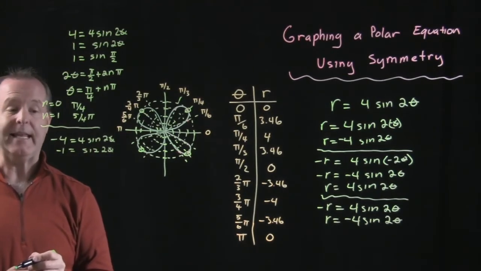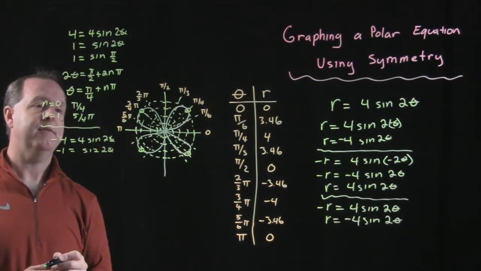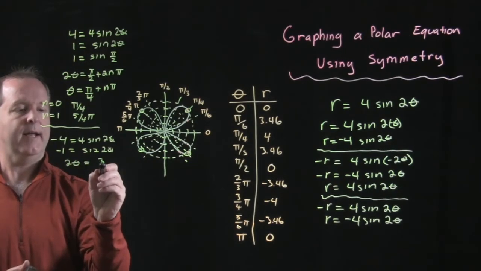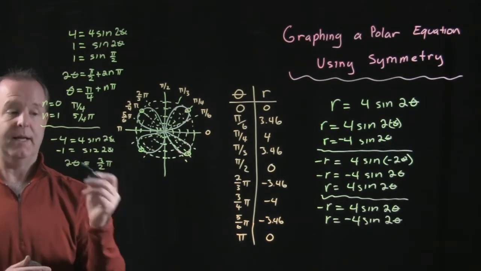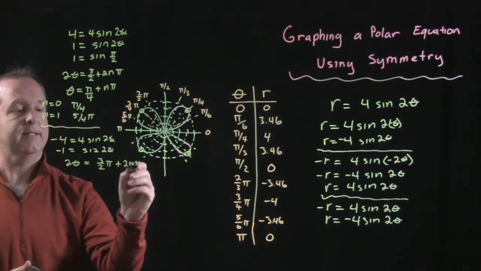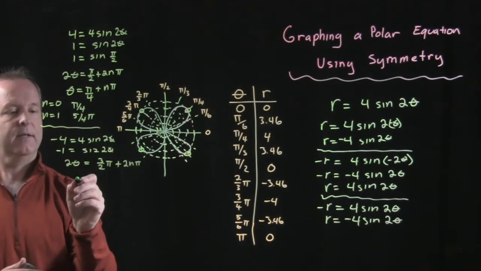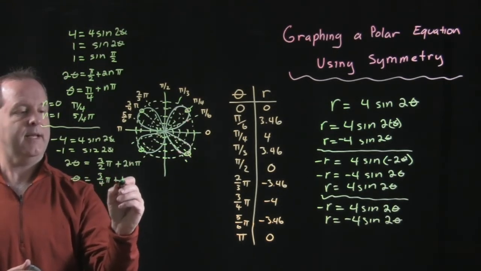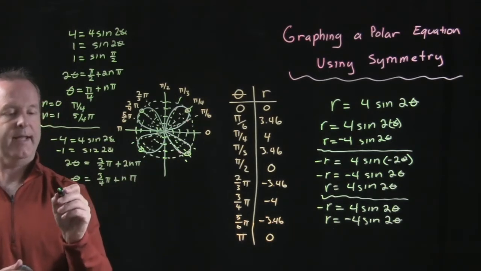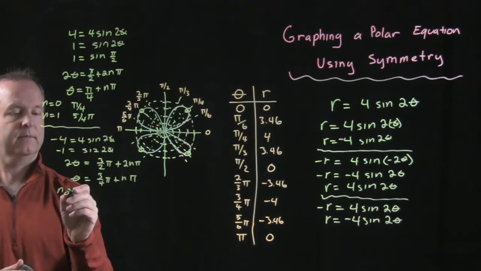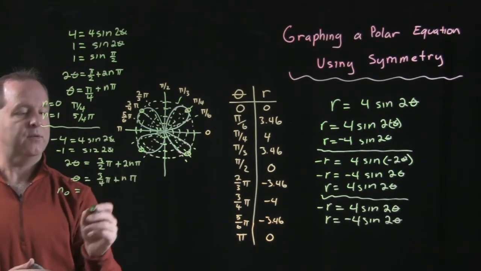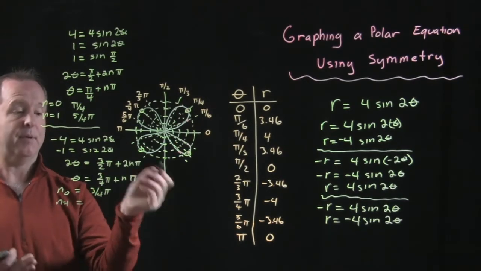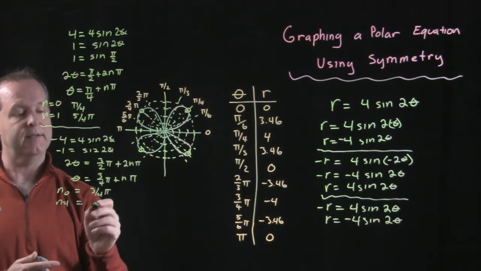Where do I have a sine equaling negative 1? That occurs at 3/2 pi. So 2 theta equals 3/2 pi plus every 2 pi past that. Solve that for theta: theta equals 3/4 pi plus n pi. So at n equals 0, that's 3/4 pi. And at n equals 1, that's 3/4 pi plus another pi, which gives 7/4 pi.